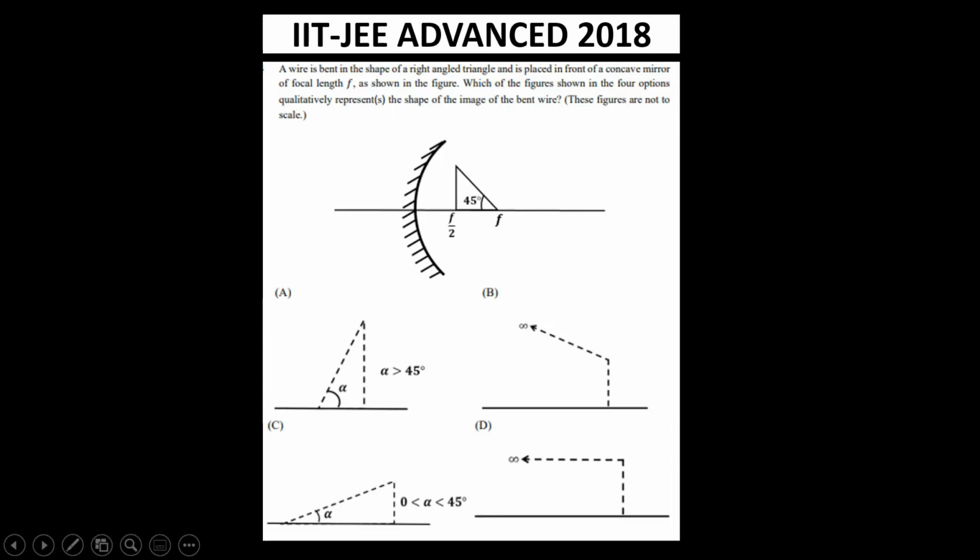So why was this question debated? There is a valid reason for this question to be debated. Number one, whatever we study, whatever results we have, the mirror formula and magnification formula, are for paraxial rays. Paraxial rays are those rays whose angle of incidence is very close to zero.